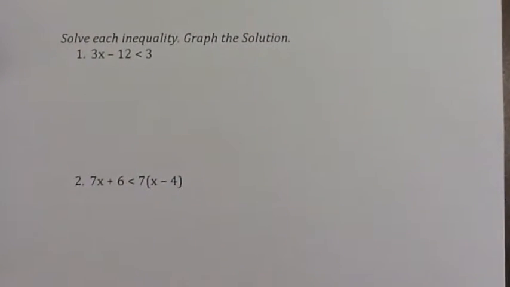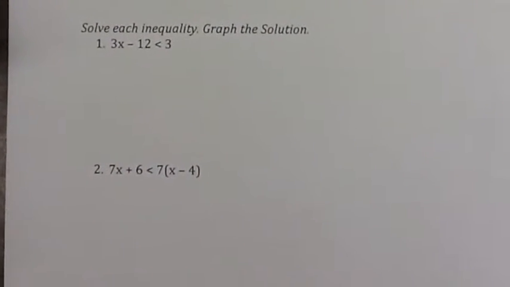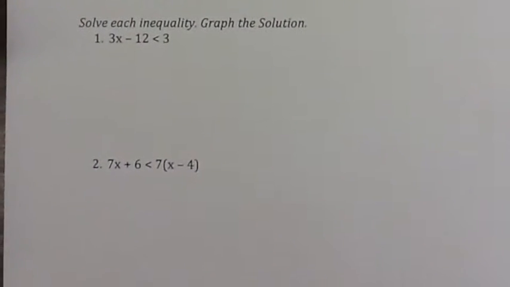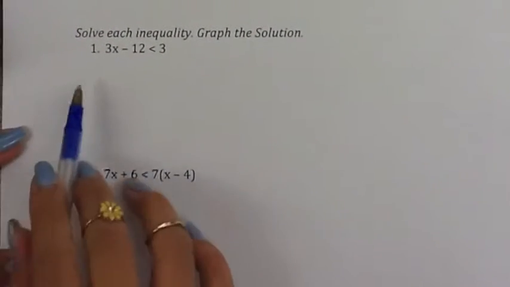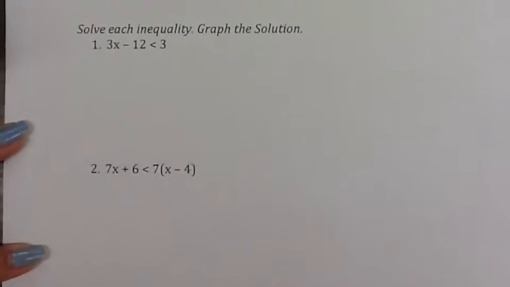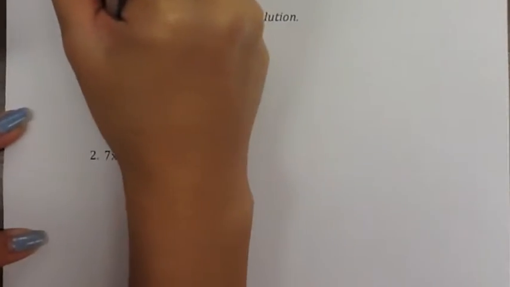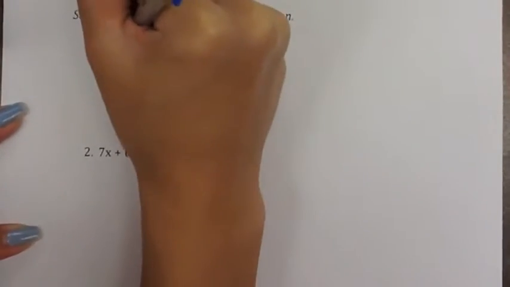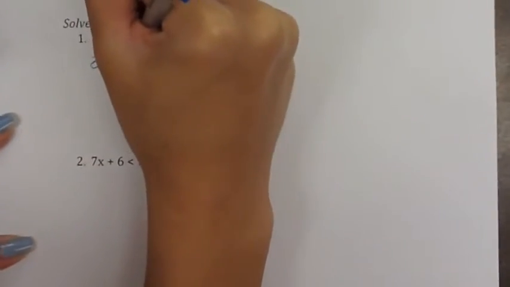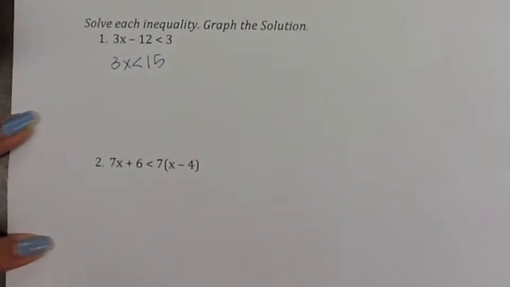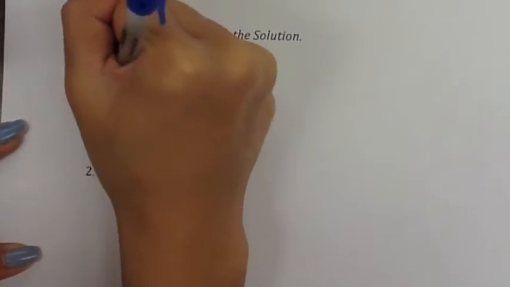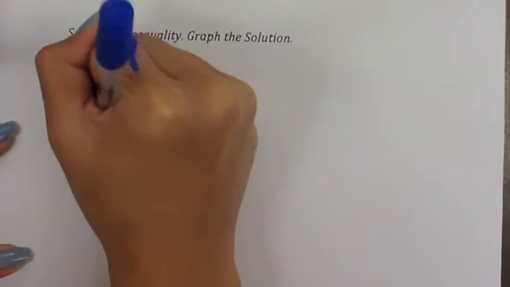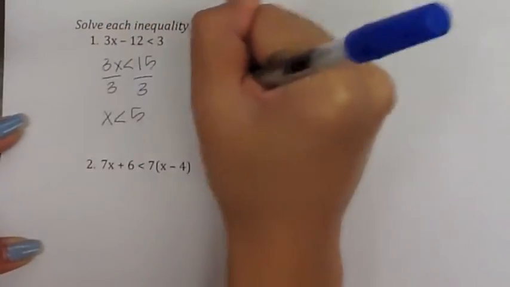Solve each inequality. Graph the solution. 3x minus 12 is less than 3. So what you want to begin with is trying to get x by itself. So we can begin by adding 12 on this side to get 3x by itself. So that would be 15, because 12 plus 3 is 15. Next you want to divide by 3 to get x by itself. So x is less than 5.